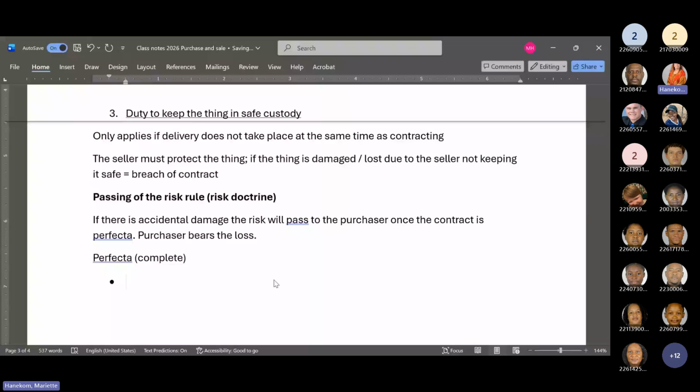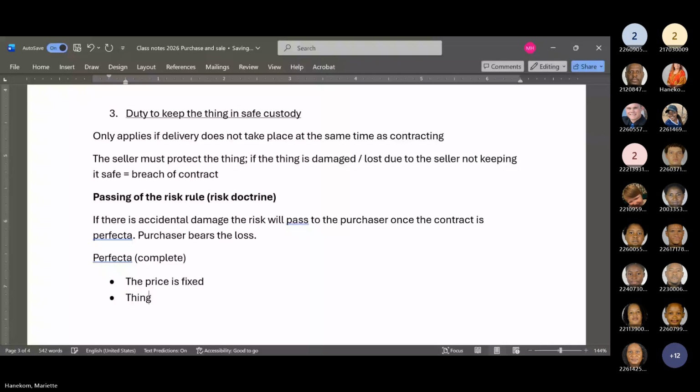Contract will be perfecta when the price is fixed, when the thing has been specified, and when it is unconditional, if there are no suspensive conditions.